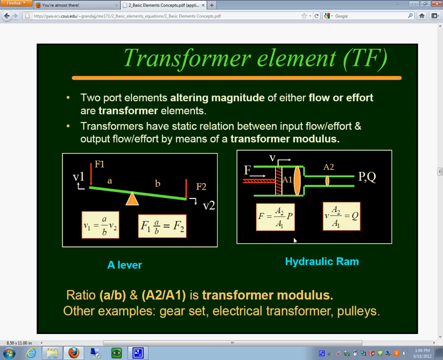So it says two-port elements alter the magnitude of either flow or effort, and transform elements. Transformers have a static relationship between the input, flow or effort, and the output, flow or effort, by means of a transforming modulus. The best example of this is a set of gears, or this lever that is shown in the picture, which is actually a very good example.